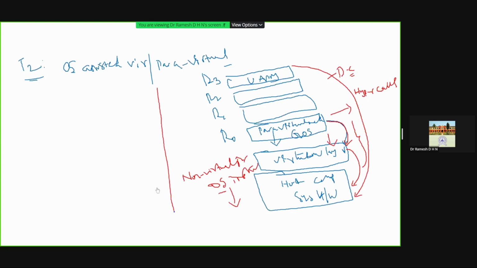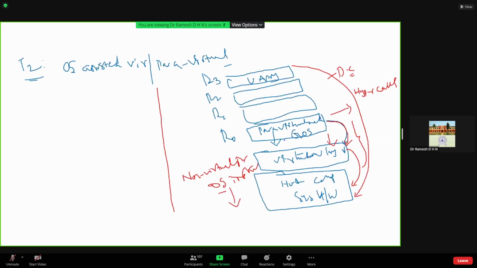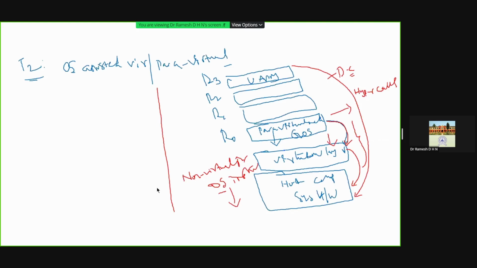The word para came from the Greek word, my dear friends. Para means beside, with, or alongside, so you can simply call it alongside virtualization. Here para virtualization refers to the communication between the guest operating system and the virtualization layer, the hypervisor, to improve performance and efficiency.